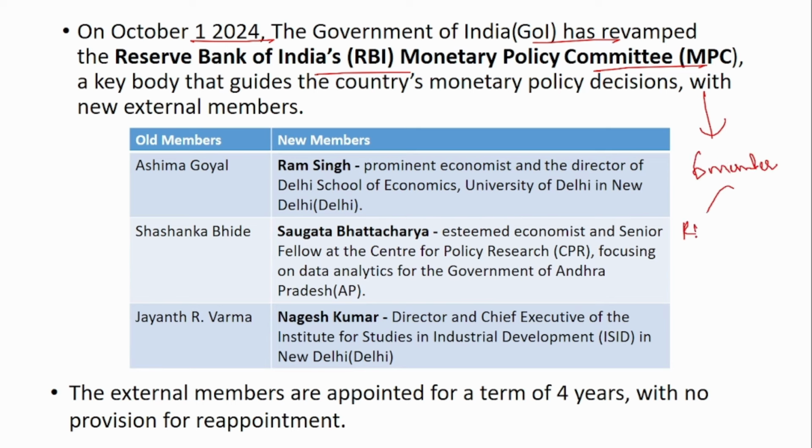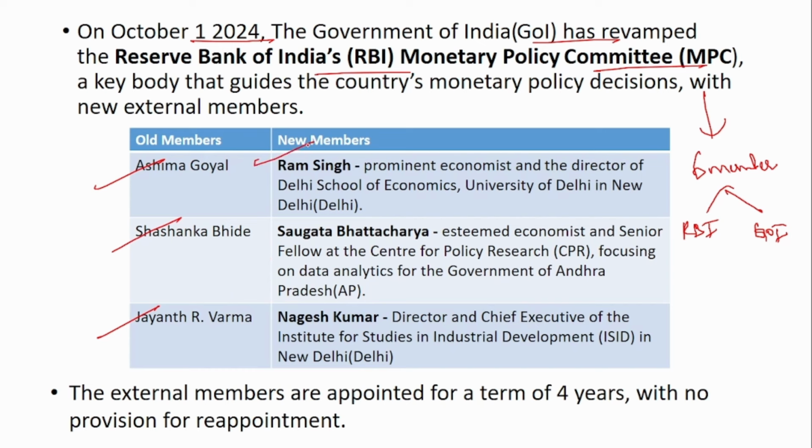3 members are from RBI and 3 members represent the Government of India. Now these 3 old members that represented the Government of India have been replaced. Previously it was Ashima Goyal, Shashank Bhide and Jayanth R. Varma, and now these 3 members are replaced by 3 new members.